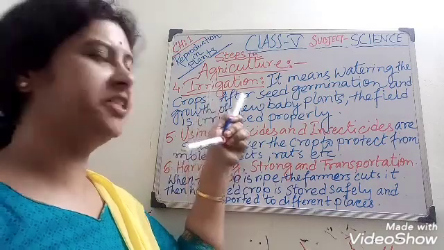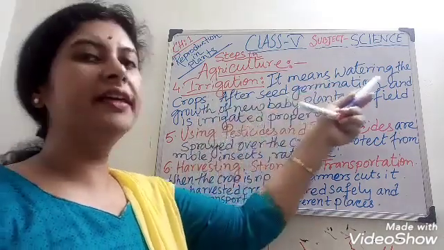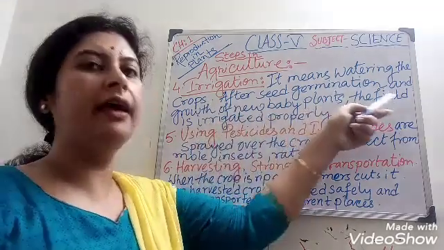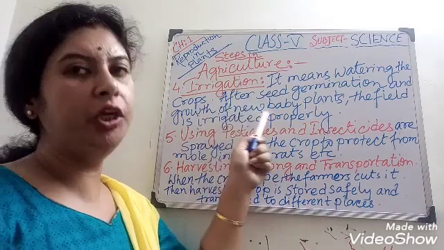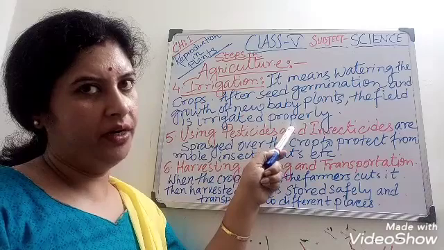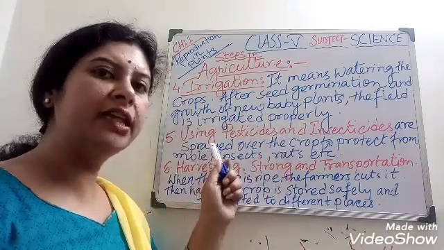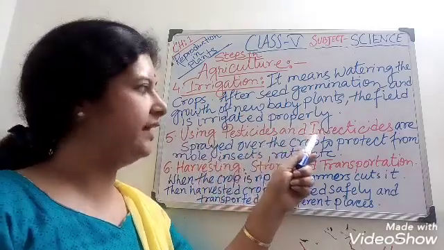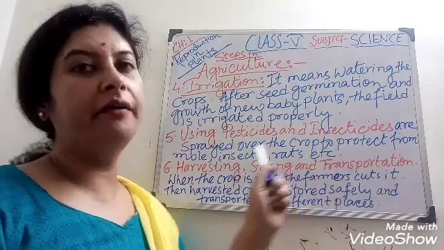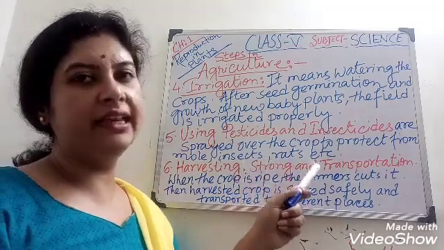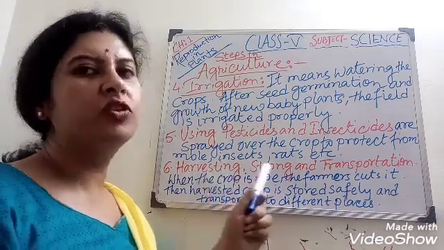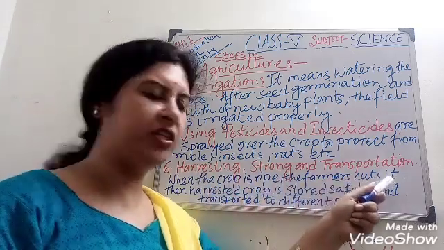Fourth one, irrigation. It means watering the crops after seed germination and growth of new baby plants. The field is irrigated properly. Fifth one, pesticides and insecticides are sprayed over the crops to protect them from rats, moles, insects, etc. And the last stage is harvesting, storing, and transportation.